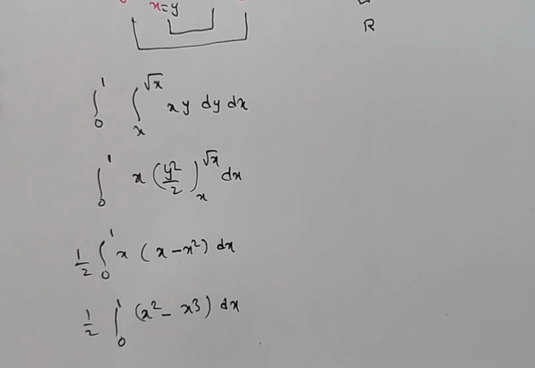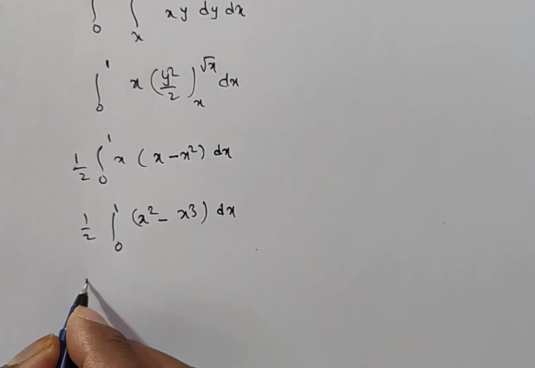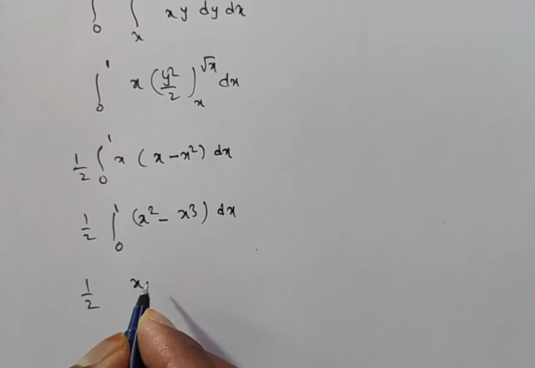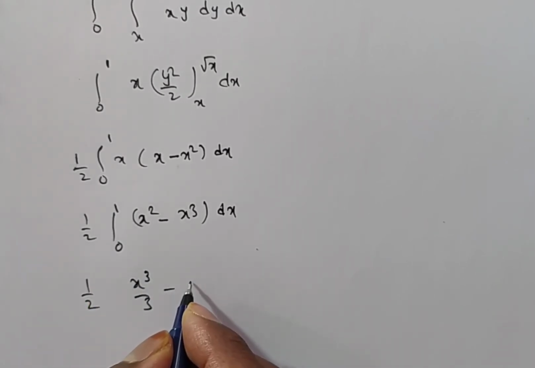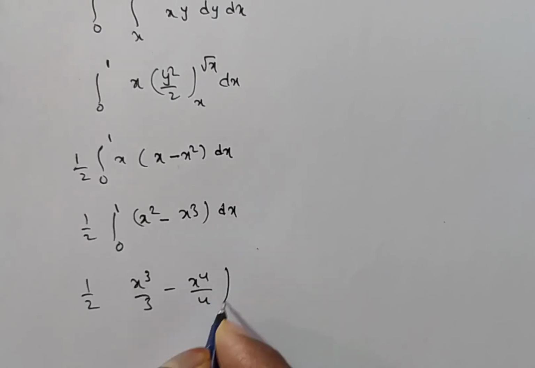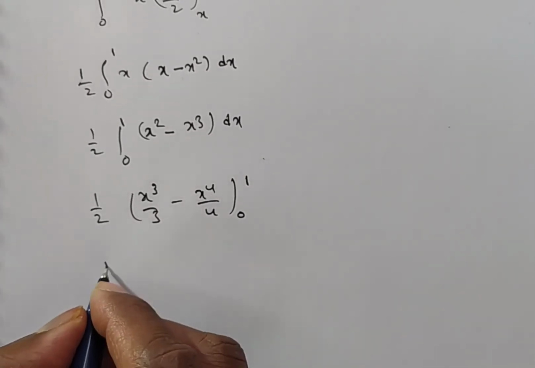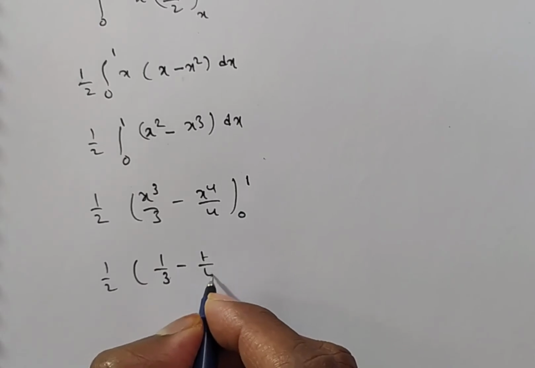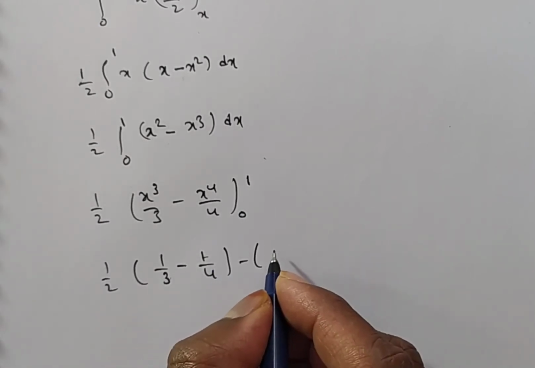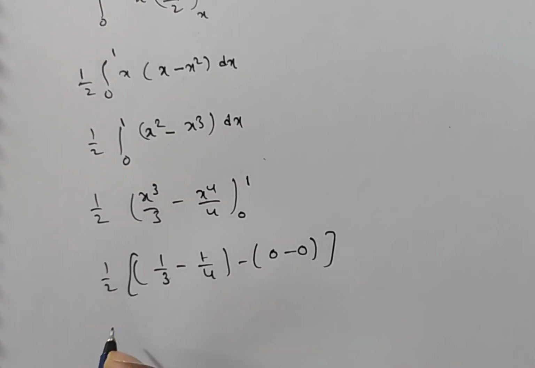Now you observe the integrand contains only x variables, so you can integrate with respect to x directly. The integration of x square is x cube by 3, minus the integration of x cube, which is x to the power of 4 by 4, with limits 0 to 1. Now this is 1 by 2 times: substituting the upper limit, you have 1 by 3 minus 1 by 4, and substituting the lower limit, 0 by 3 is 0 minus 0 by 4 is 0. That's it. So you have to simplify this.